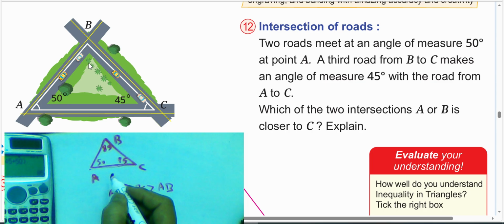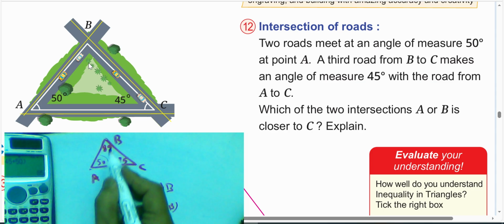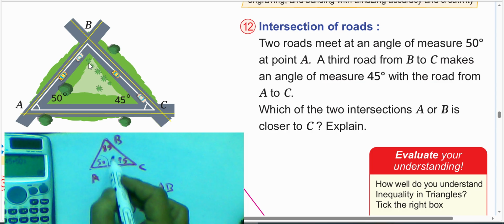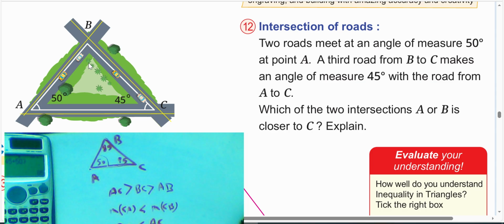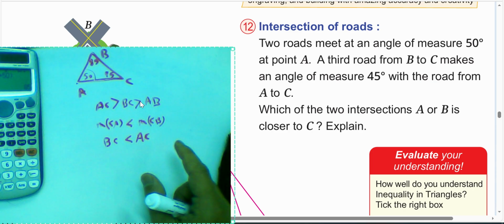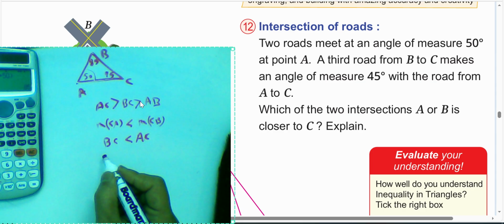The closer will be the smaller side from B to C. B is nearest because angle 50, the measure of angle A, is less than the measure of angle B. Then the side opposite A, which is BC, is less than the side opposite B, which is AC. Then BC is less than AC. He won't find the closer. The closer will be from intersection A or B? The closer from A. Okay, the intersection from A is closer to C.